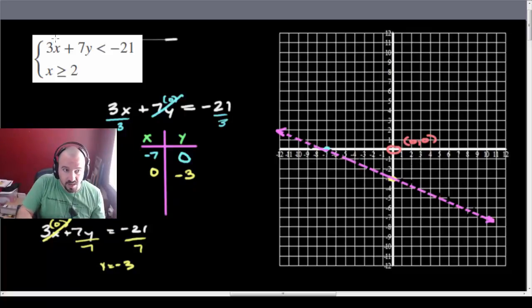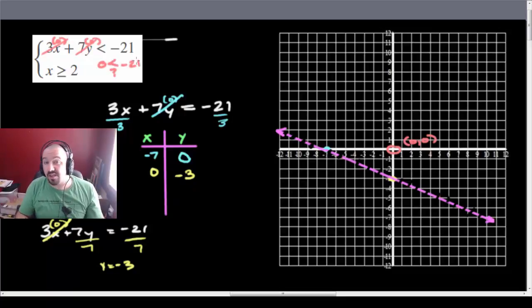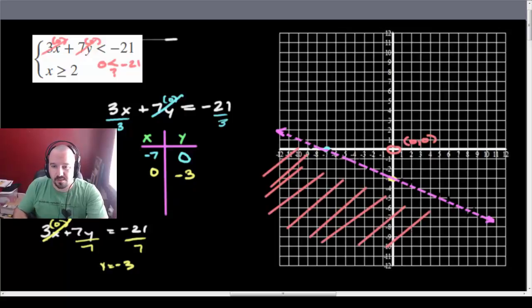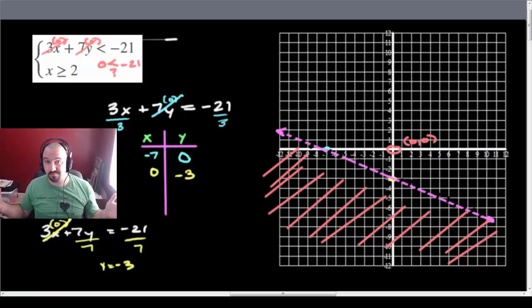So I put that back into my original inequality. Well, that makes that 0, that makes that 0. So is 0 less than negative 21? And the answer is no. It's greater than. So because the origin, 0, 0, is false, I shade the other side. And that's it. That's shading.